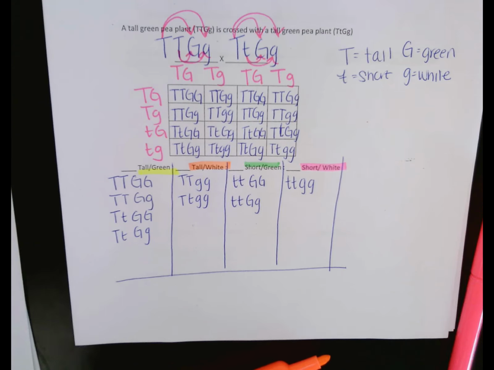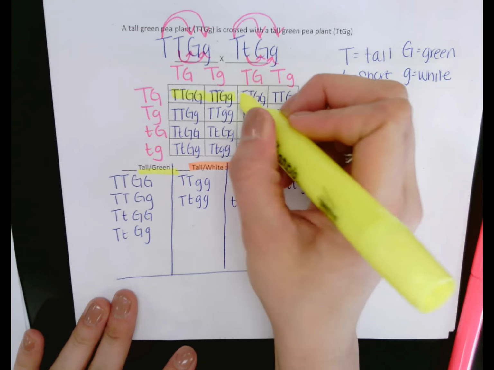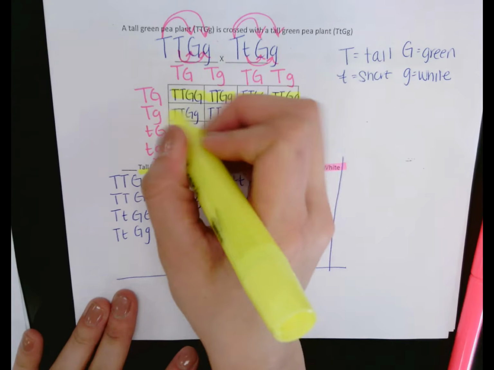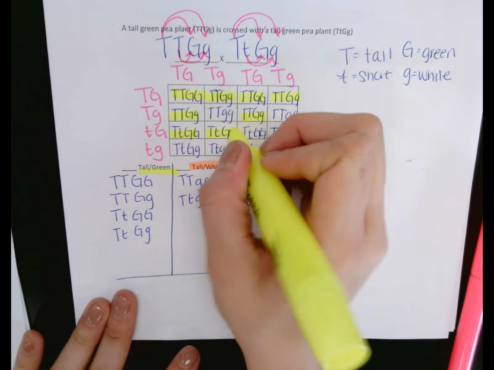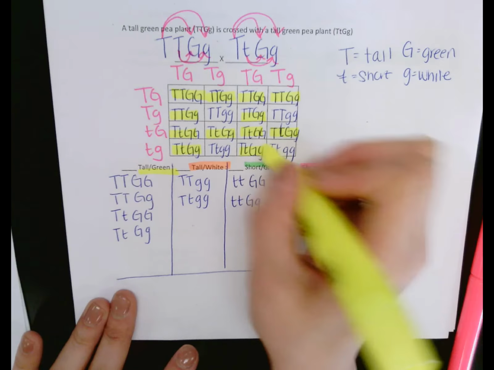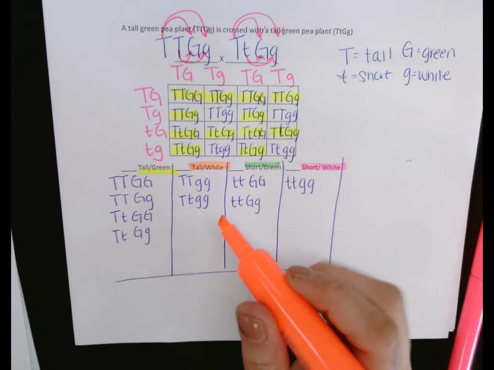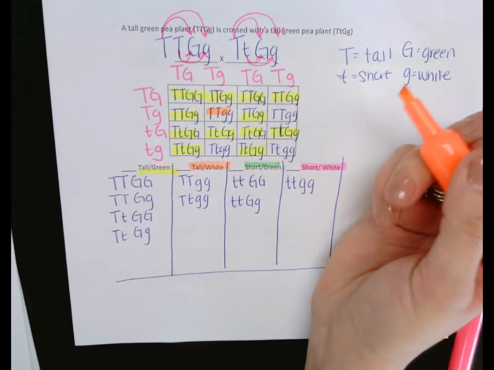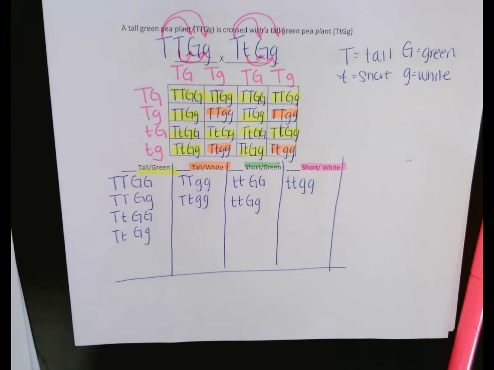What I like to do is break down and find all the tall and greens. Okay, so we've got, this is tall and green, tall and green, tall and green, tall and green. Okay, highlighted all the tall and green. Now I'm going to go through and look for the tall and white. No short and green and no short and white.